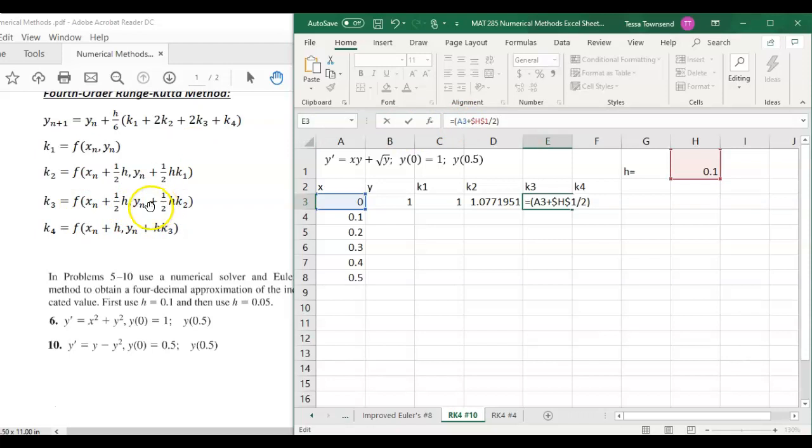Now let's talk about that y value here. We're going to multiply these together. You do have to put the multiplication sign in. Excel doesn't realize it's multiplication unless you type it in. So it's y sub n plus half of the step size. So I'm going to do step size divided by 2.